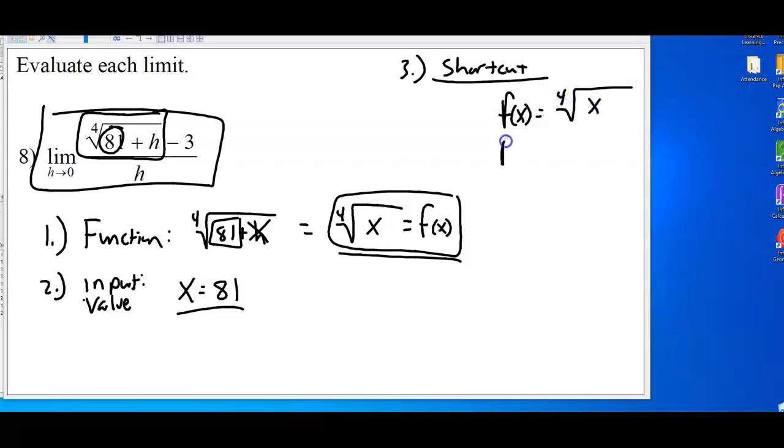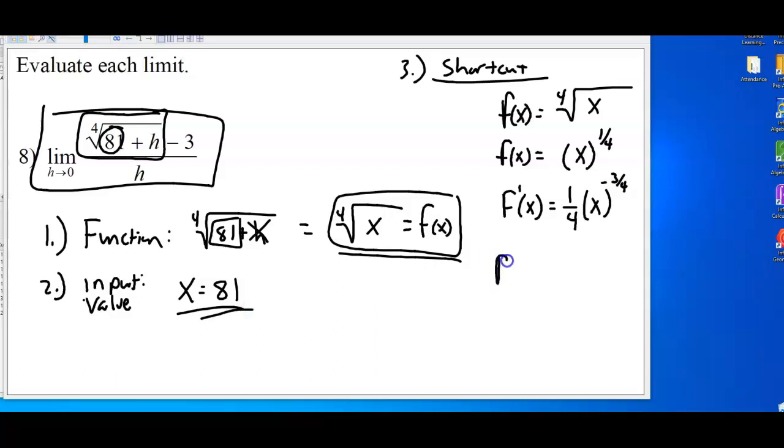There's my function. Before I take the derivative, I'm going to change that radical into a power. Then I'm going to apply the rule for derivatives, which is where you multiply the 1/4 to the front and subtract 1 from the power, which would give me negative 3/4. And then finally we plug in the 81.